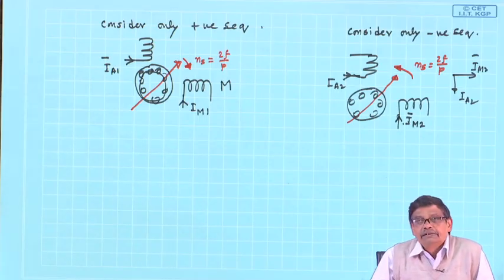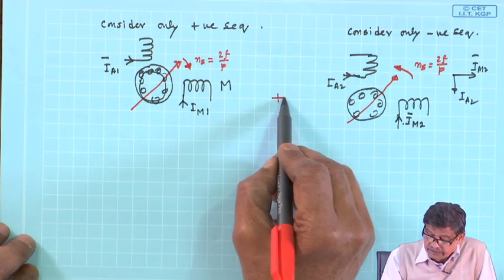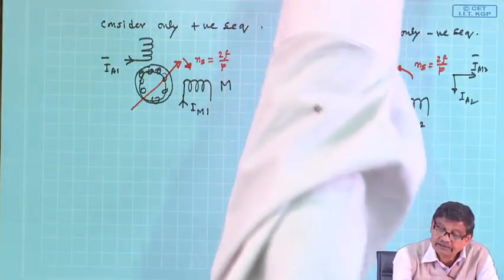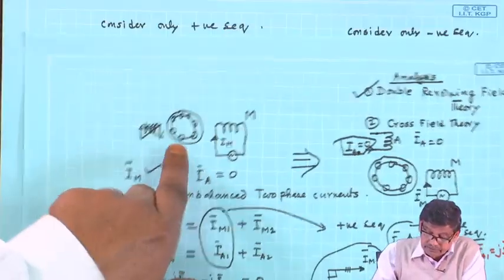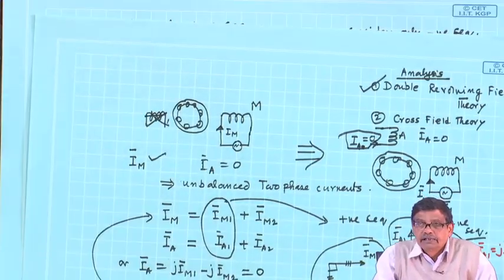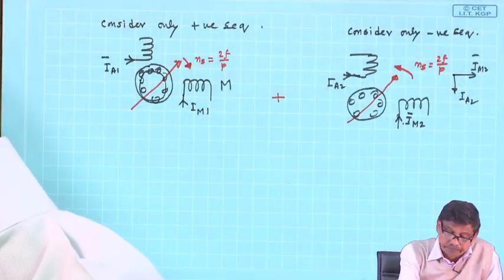Now, see the interesting thing: this plus this will give me this situation, main winding alone, no auxiliary winding. That is the idea.